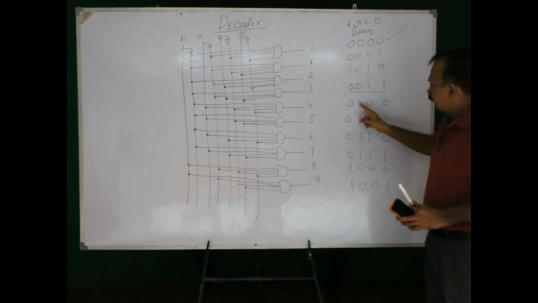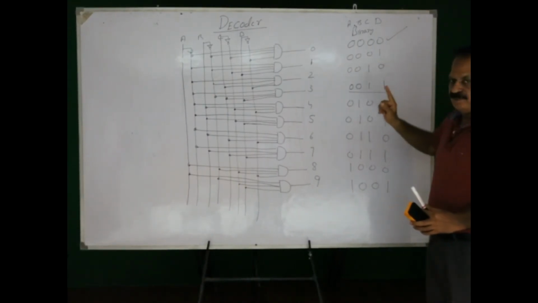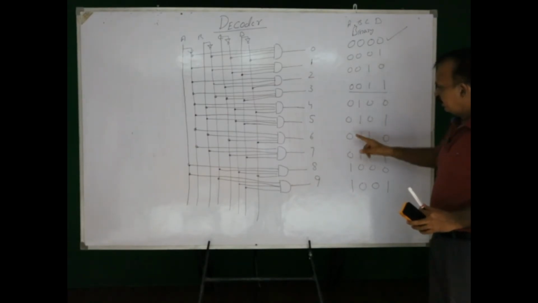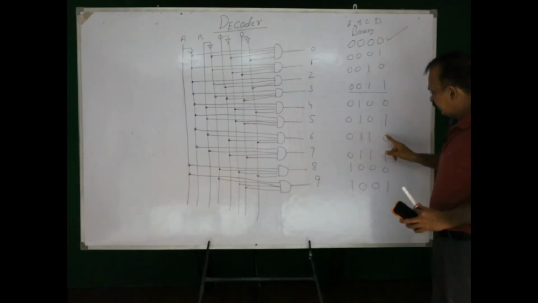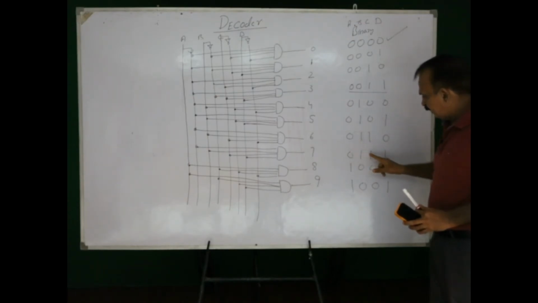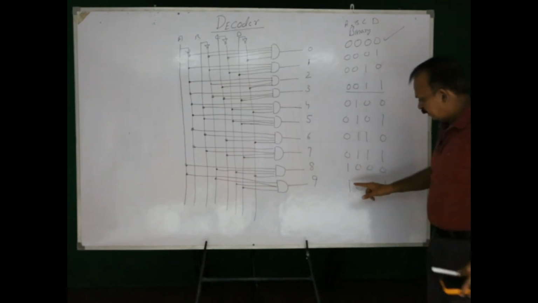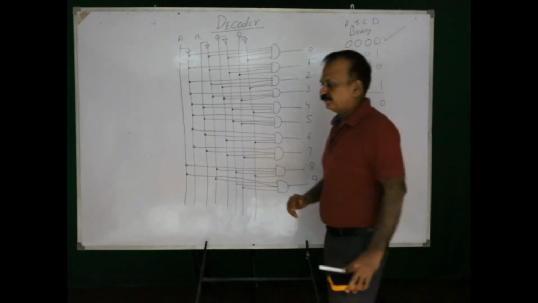A bar, B, C bar, D bar. This is A bar, B, C bar, and D. A bar, B, C, D bar. A bar, B, C, D. A, B bar, C bar, and D bar. A, B bar, C bar, and D.